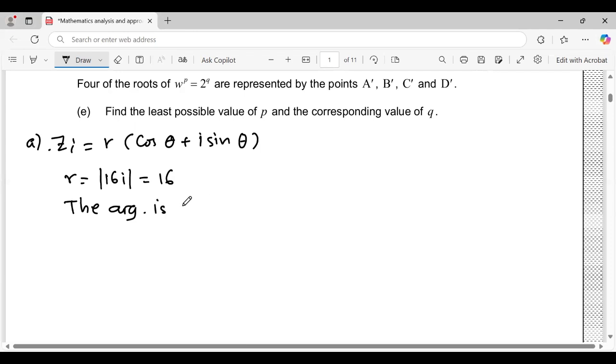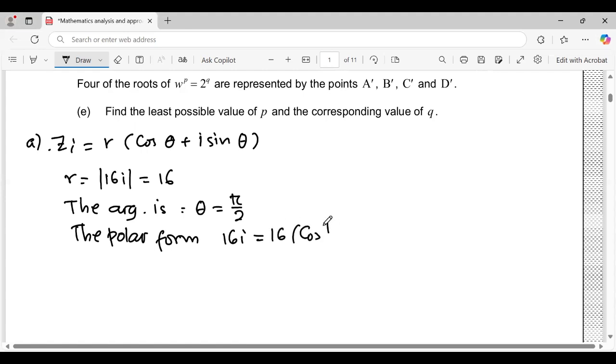And the argument is theta equals pi over 2. And the polar form of 16i is 16 times cosine pi over 2 plus i sine pi over 2. So if you calculate, this is 0 and this is 1, so 16 times i. Right.